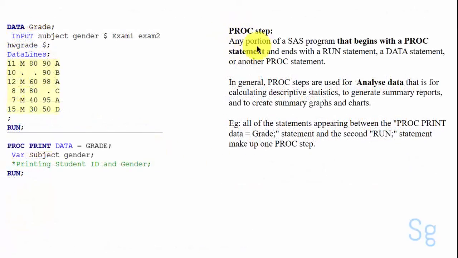Proc step: any portion of a SAS program that begins with the proc statement and ends with a run statement, a data statement, or another proc statement. As you can notice here, this forms the proc step. In general, proc steps are used for analyzing data, that is, for calculating descriptive statistics, to generate summary reports, and to create summary graphs and charts.